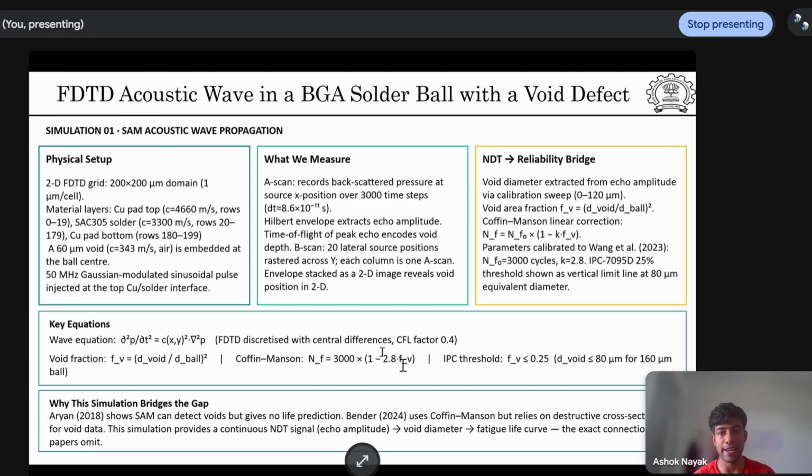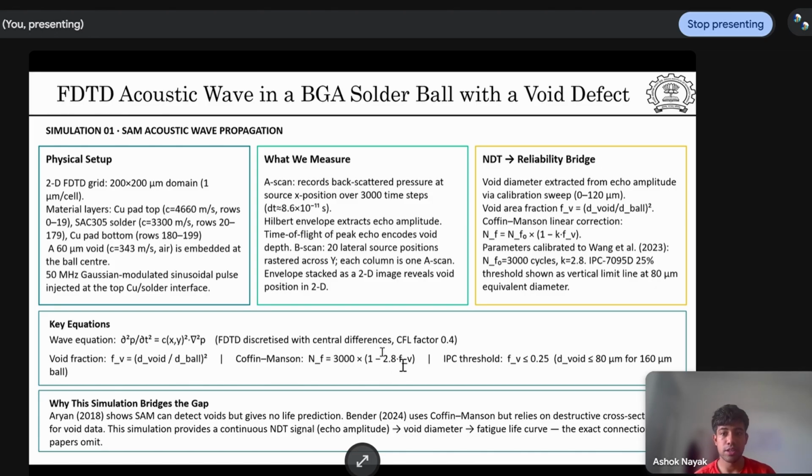What we measure is an A-scan, which records the backscattered pressure over 3000 time steps, and the Hilbert envelope, which extracts the echo amplitude, and a B-scan produced by rastering 20 source positions across Y, stacking each A-scan column to reveal void position in 2D. Now, the reliability bridge on the right: we run this for void diameters from 0 to 120 micrometers, extract the echo amplitude at each size, and map it to Coffin-Manson fatigue life using Nf equals 3000 cycles times (1 minus 1.8 times the void area fraction).